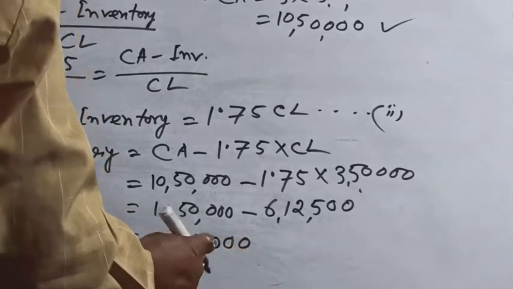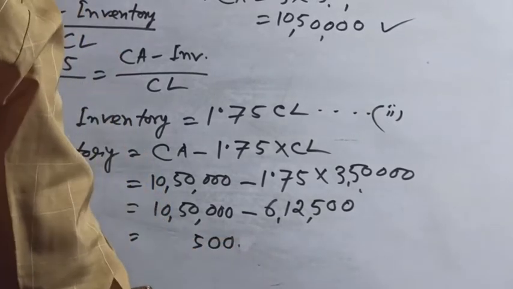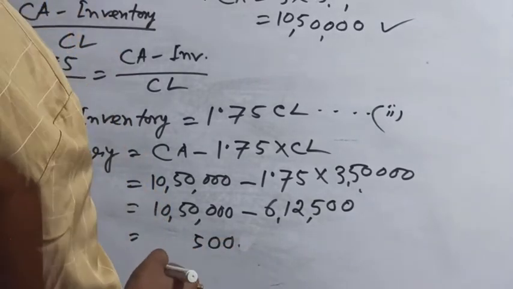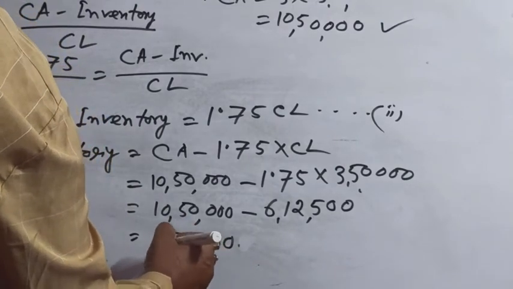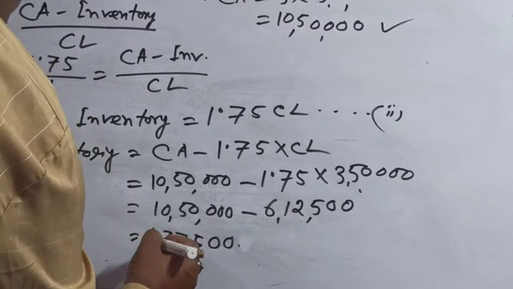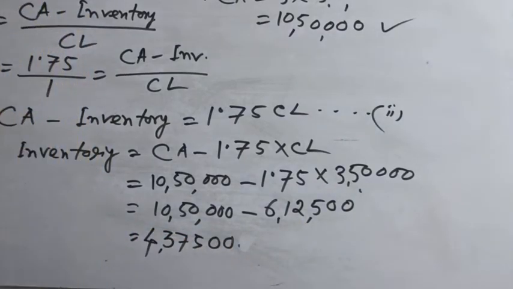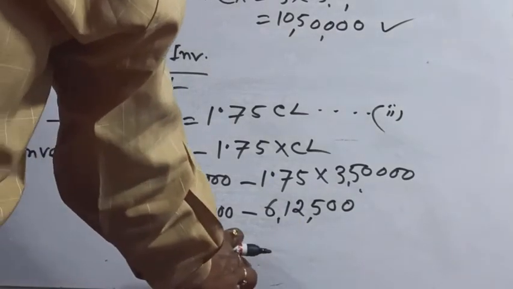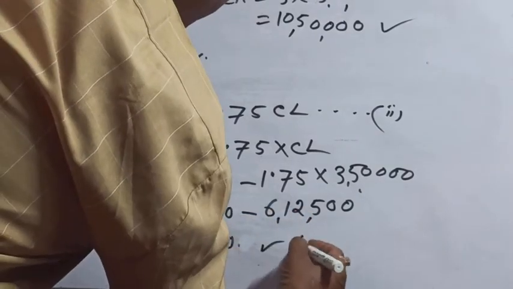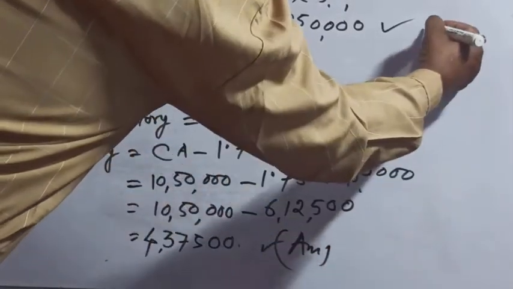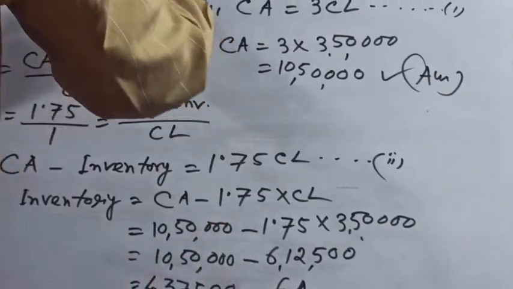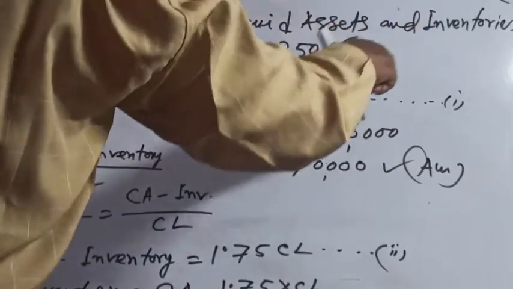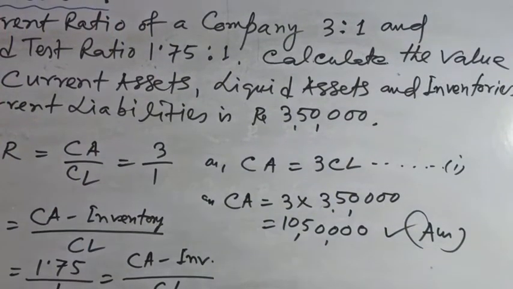4 lakh 37,500, that is equal to inventory. Now second answer: first answer CA, second answer inventory, and then liquid assets.